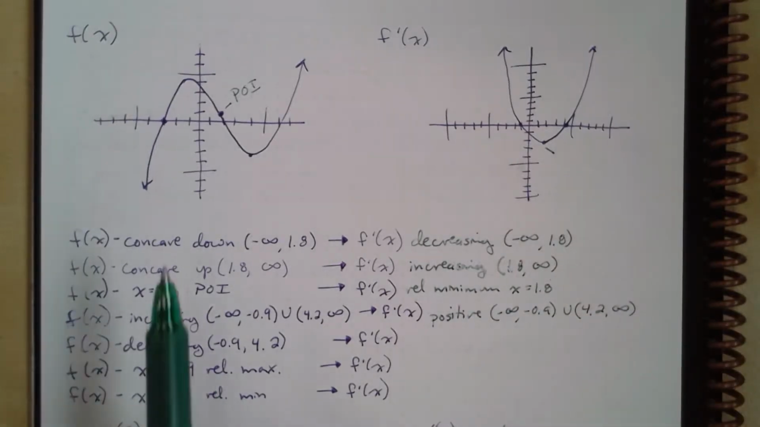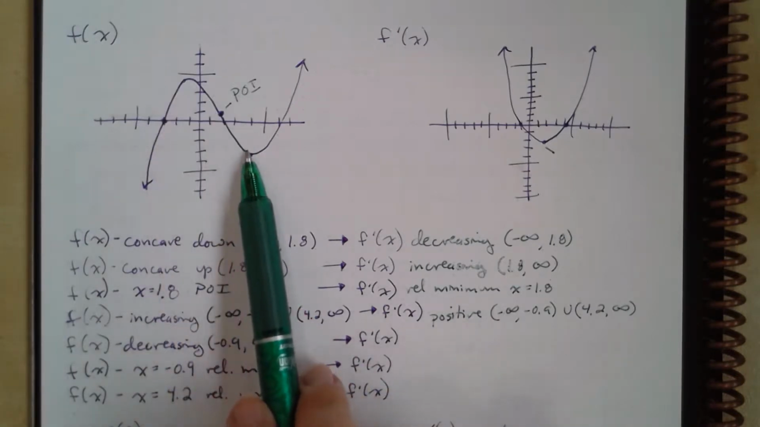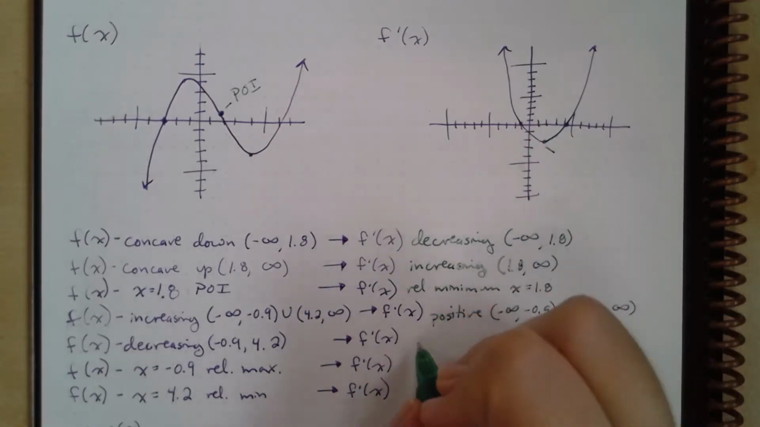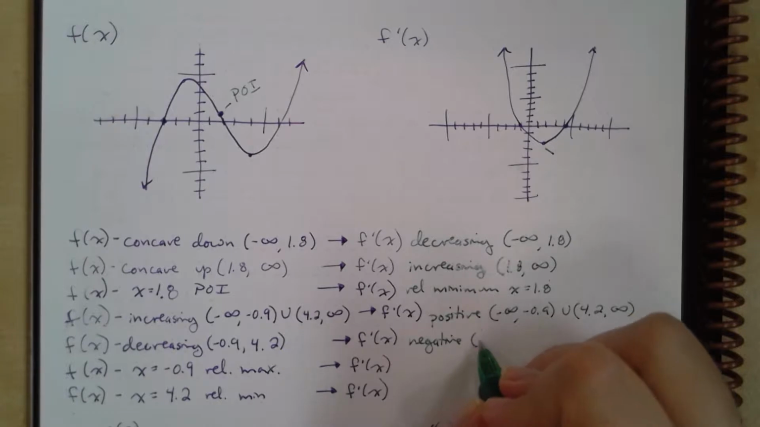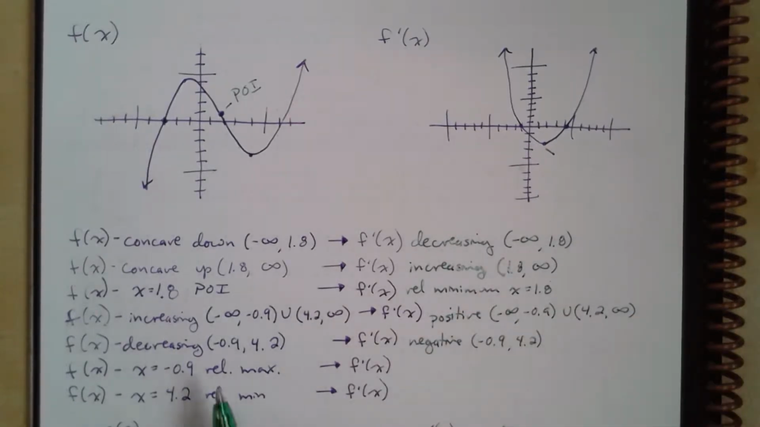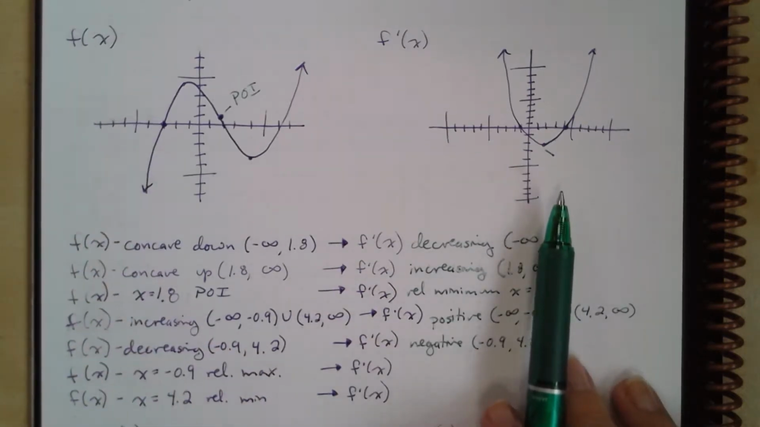Well, it's decreasing from negative 0.9 to 4.2. Here it's decreasing. And what's happening to f prime of x then? Well, there it's actually negative. So hopefully you're starting to see a little bit of the pattern that we've got going on here as to what's going to happen to our graphs of our function and then in relation to our derivative.